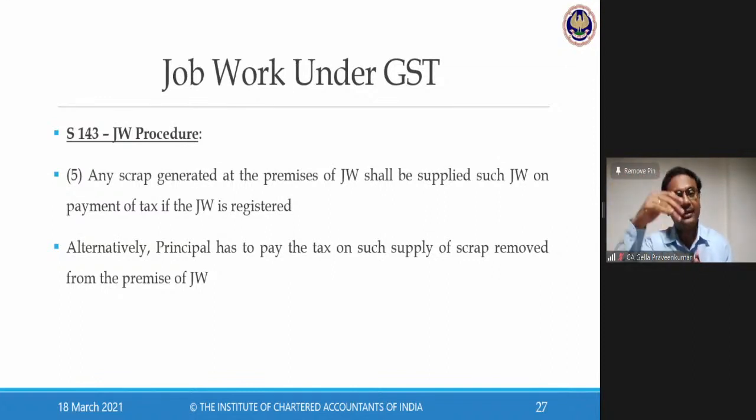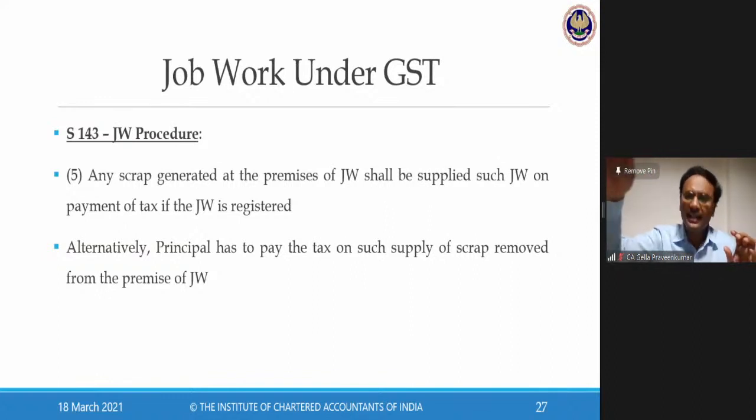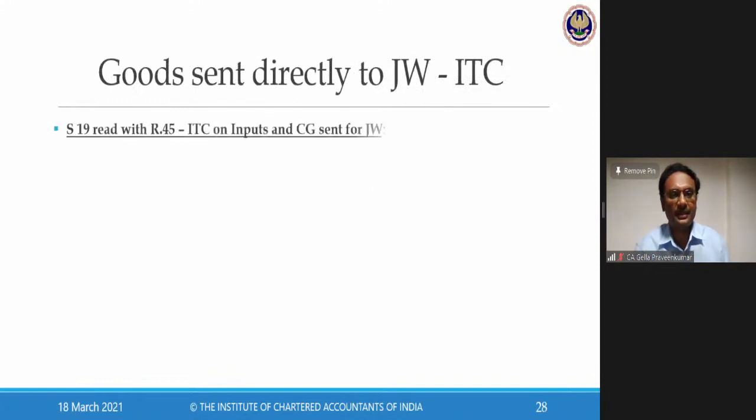Sir, what if the job worker is registered? Let job worker pay the tax and remove that particular material. Anything is okay for me is what they say. Again, I repeat, if there is a scrap generated, on that scrap, let the principal pay the tax and sell the scrap. So what if job work is already registered? Let the job worker pay the tax and remove that scrap from the premises. This is what my law says in relation to job work scrap generation.